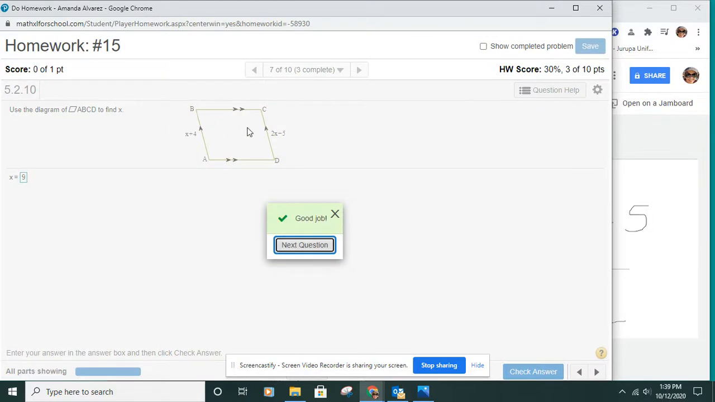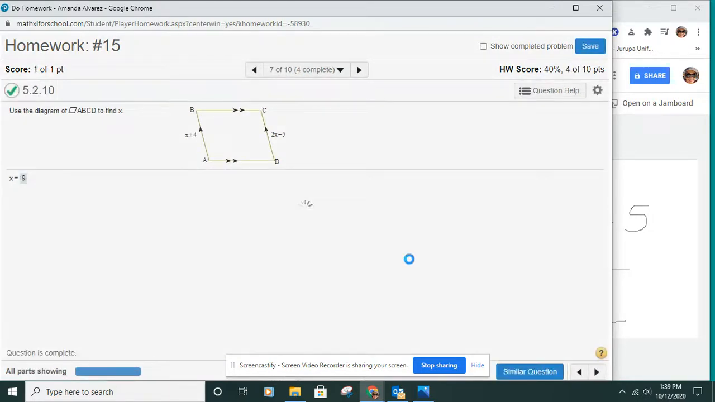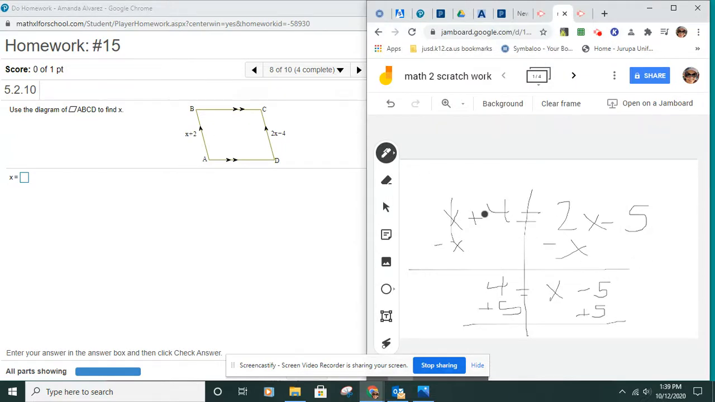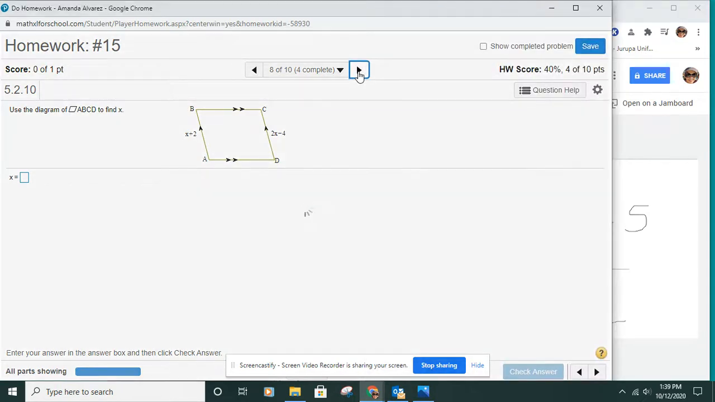Okay, so remember, opposite sides are congruent, so set them equal. And then you get another problem just like it to practice. So remember, if it's opposite sides, just set them equal. Get the x's on one side, get the numbers on the other. So that's what you'll do for the next one to practice.